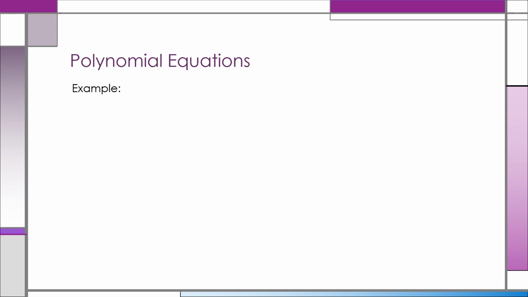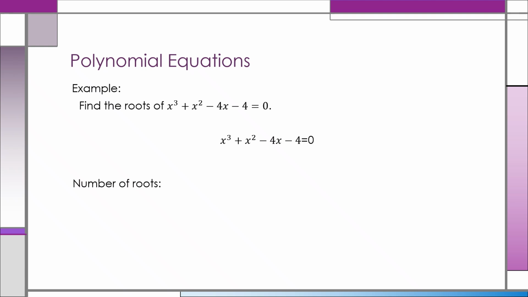Let us have the first example. Let's find the roots of x cubed plus x squared minus 4x minus 4 equals 0. So from here, I will ask you, what could be the degree of the polynomial? If you said 3, then you are correct.